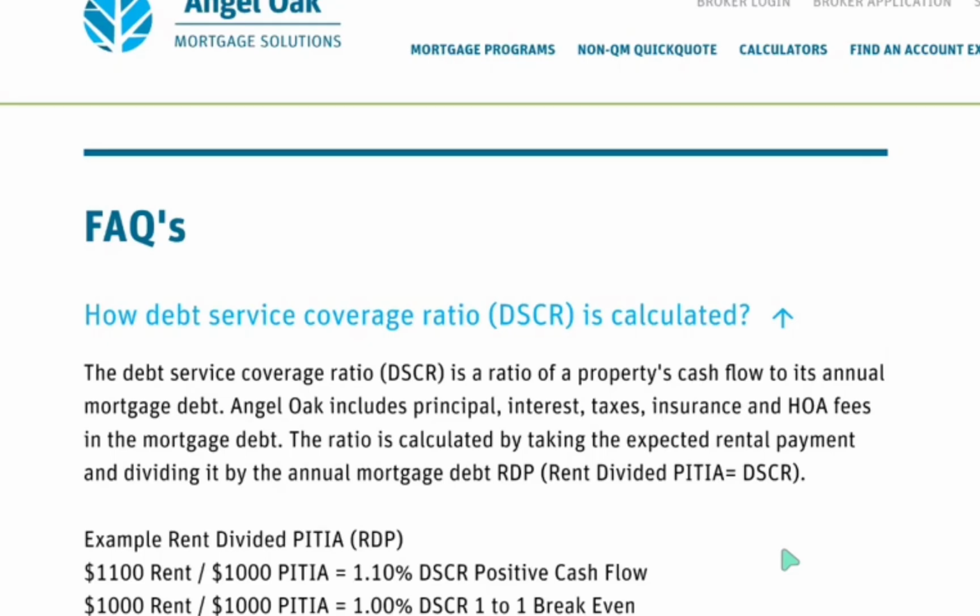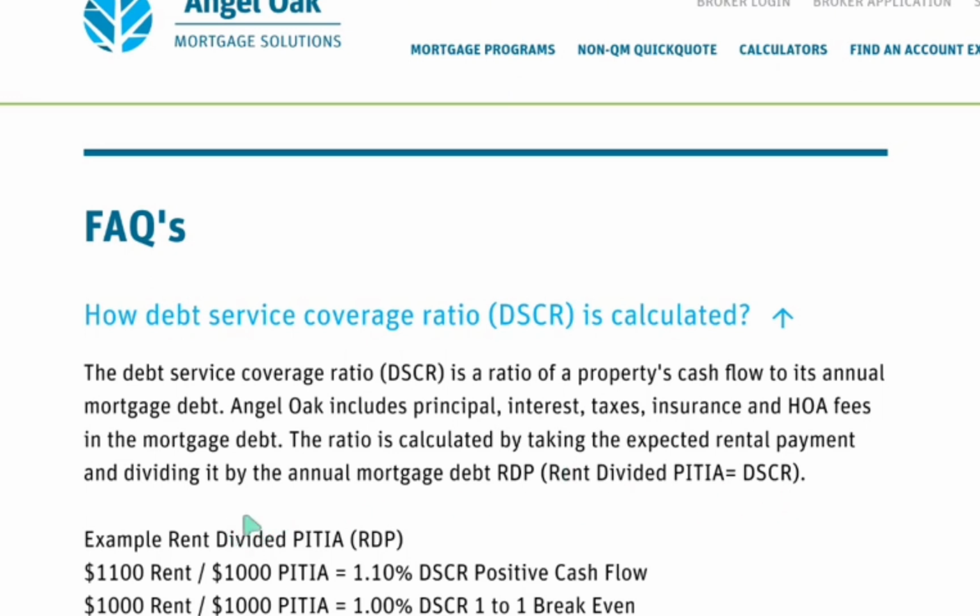Now let's go over an example of how the DSCR is calculated. Basically, for any lender, but in this case we're focusing on this specific lender, Angel Oak, it includes the principal, interest, taxes, insurance, and HOA fees in the mortgage debt. And then the ratio is calculated by taking the expected rental income and dividing it by the annual mortgage debt, or PITIA. Rent divided by PITIA equals DSCR.